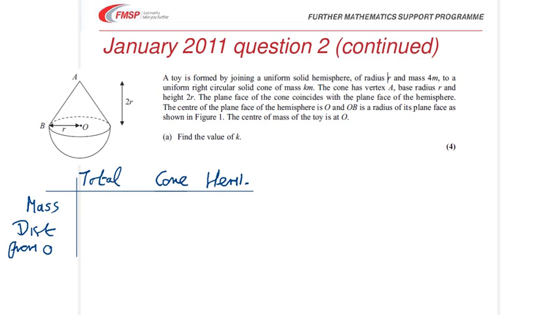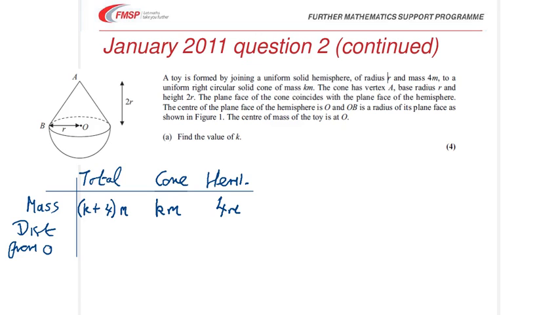Okay, as usual with these questions, we need to make up a table showing the components of the object and their masses and the relevant distances. The question saves us having to work out masses from volumes in this case, because it tells us that the cone is a mass km, the hemisphere is a mass 4m, so the total is km plus 4m. That's that.